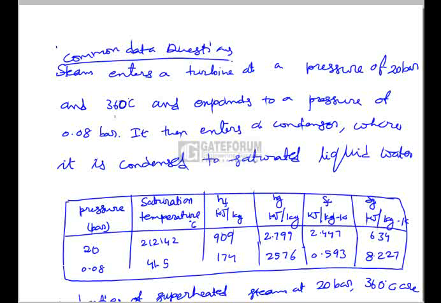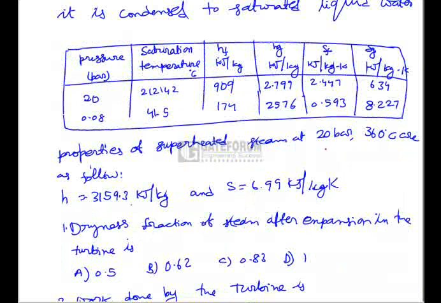And here the properties of superheated steam at 20 bar and 360 degree centigrade are as follows. Here enthalpy of superheated steam is 3159.3 kilojoule per kg, and entropy of the superheated steam is equal to 6.99 kilojoule per kg Kelvin. So it is a common data question. This is the data for two questions.